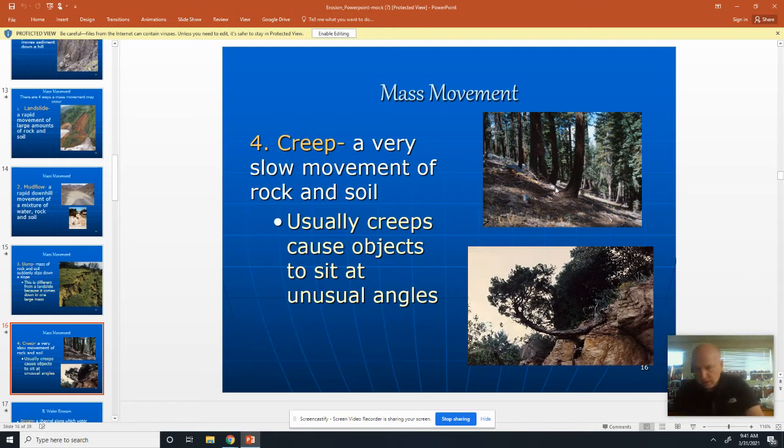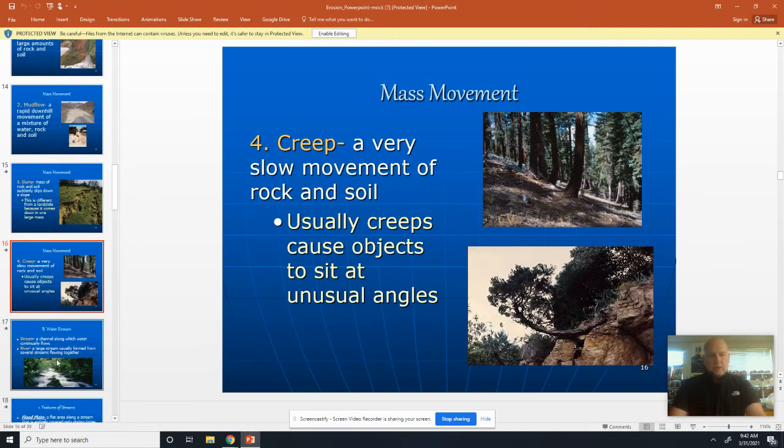Okay, then you have creep. If you look at the angle of these trees, see how they're starting to bend? See the angle of that tree? Well, the tree's going to seek the sun regardless of how it's attached to the ground. And so you can see that the ground has started to move and the tree continues to upright itself and seek the sun. So that's creep.